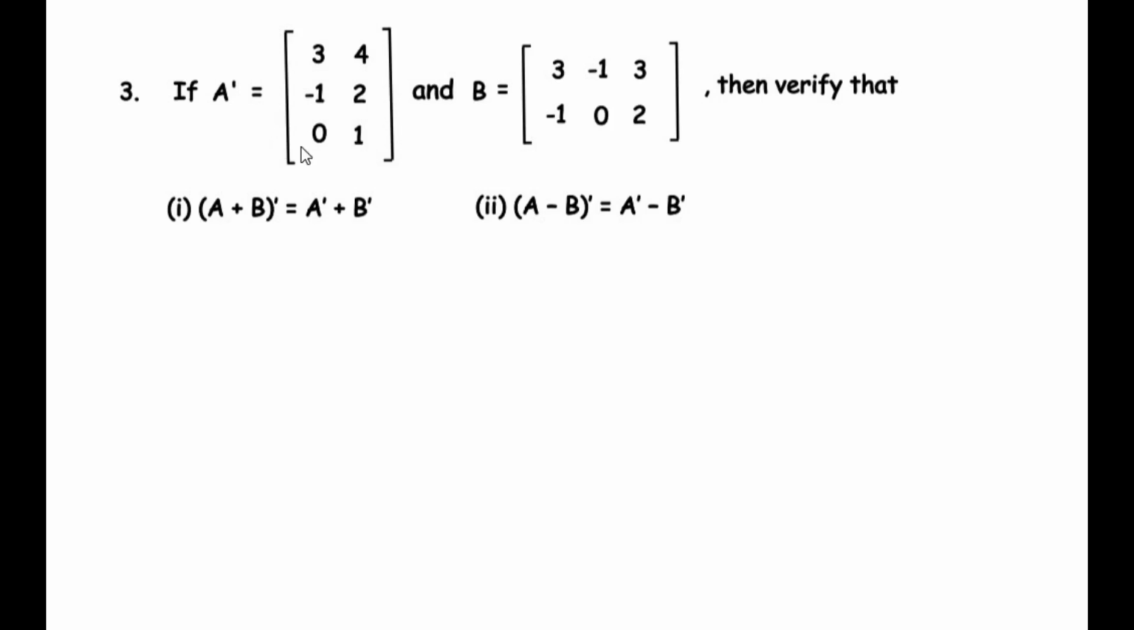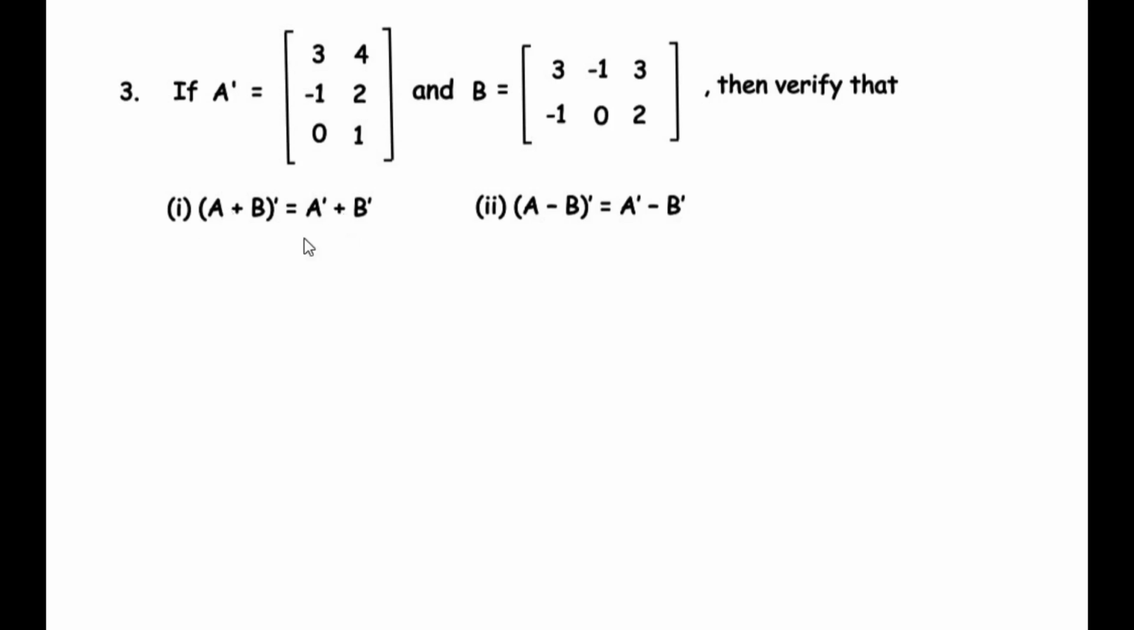If A transpose is given by a 3 by 2 matrix and matrix B as 2 by 3 matrix, then verify that A plus B the whole transpose is equal to A transpose plus B transpose. And the second sub question is A minus B the whole transpose is equal to A transpose minus B transpose. Now this is very similar to the previous one. The only difference is in the orders of A transpose and B. And one more difference is here A transpose is given. So we will try to find out A first.